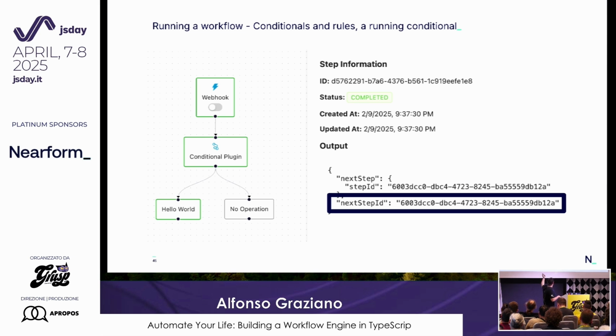Again, this conditional plugin is going to use what we saw earlier, that function, and basically that function is going to output this specific property, which is like a magic key. And this magic key is going to tell us, okay, this is the next step that you have to execute within the workflow. And that's how you can do branching. This is a very straightforward example, but you can do super complex branching using this approach.